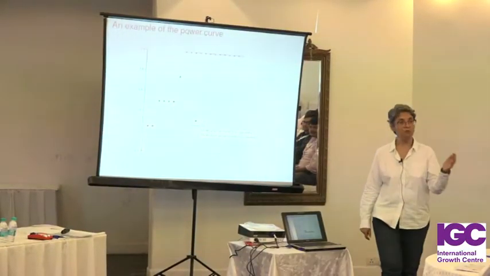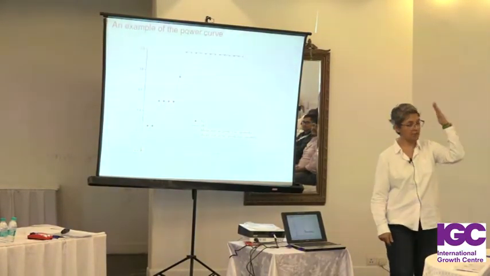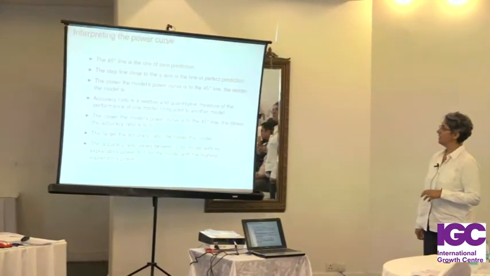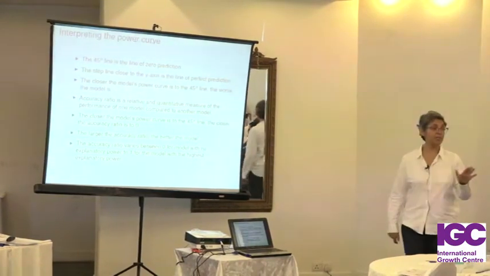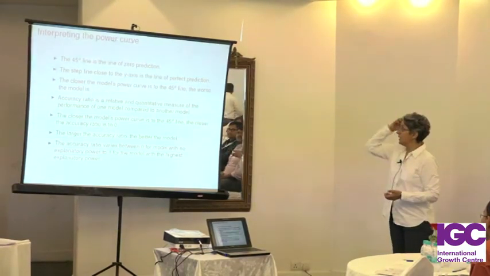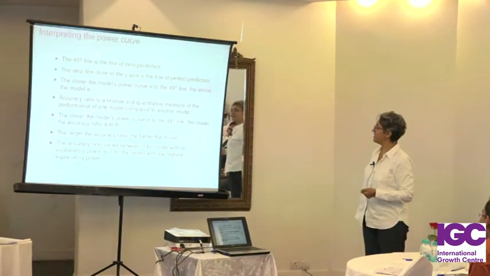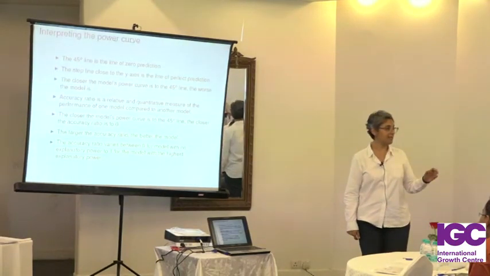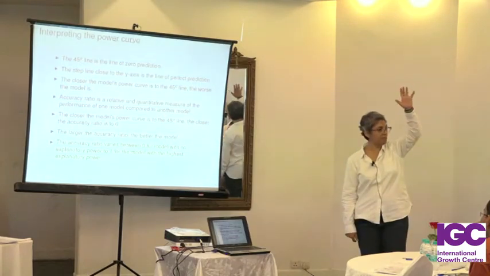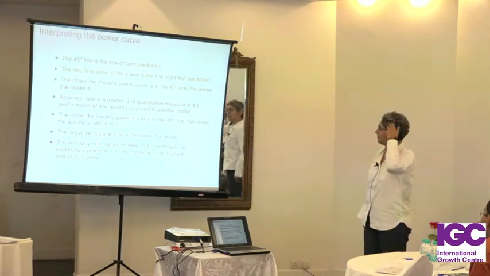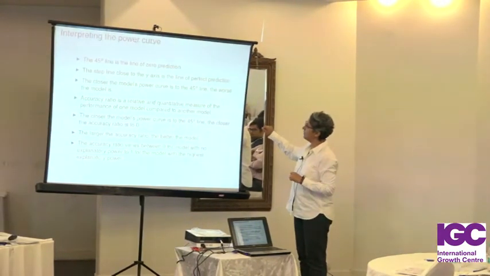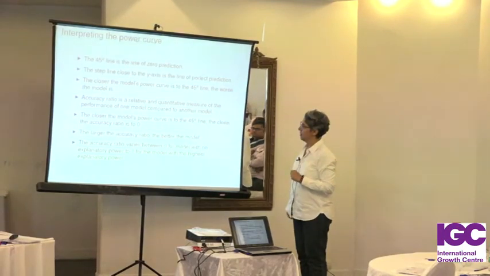And you find the model moves away from the 45-degree line and hugs the outer edge. So how do you interpret the power curve? The 45-degree line is the line of zero prediction, so the model is just saying 50%, like a coin toss model. The steep line close to the y-axis is a line of perfect prediction, because by the time you come to the probability of default of the full sample, you've got all the firms predicted by the model as defaulted. The closer the model's power curve is to the 45-degree line, the worse the model is.